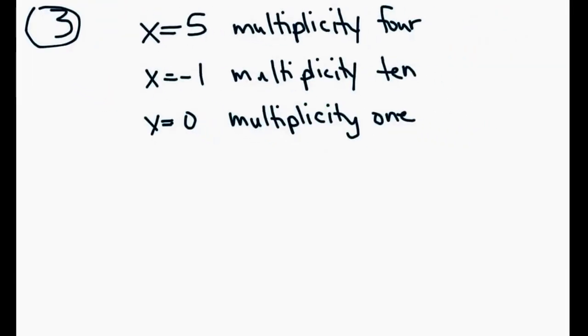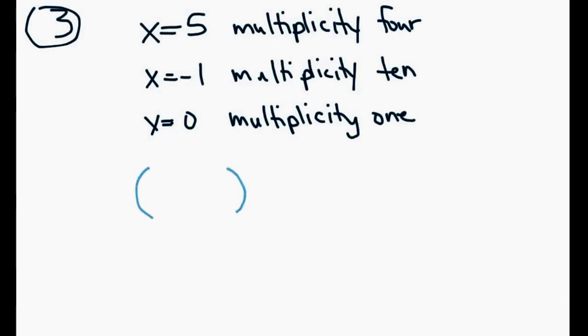Problem 3, for a certain polynomial function, x equals 5 is a 0 with multiplicity 4. X equals -1 is a 0 with multiplicity 10. And x equals 0 is a 0 with multiplicity 1. Write an equation in factored form for this function.